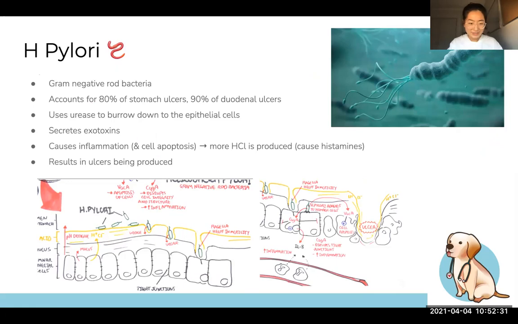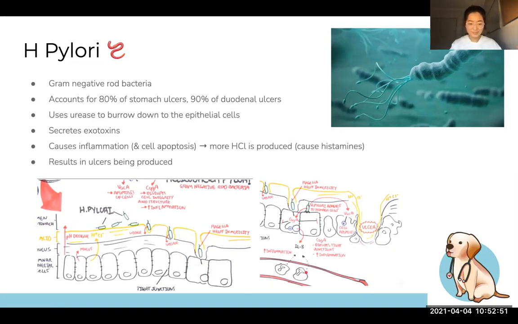But basically, in a nutshell, H. pylori is a gram-negative bacteria. And what it does is it secretes something called urease. And it uses this urease to basically burrow down to your epithelial cells. So as you can have a look in this image here, you've got H. pylori here, burrows through the acid, goes through the mucus, and then goes down to the epithelial cells.